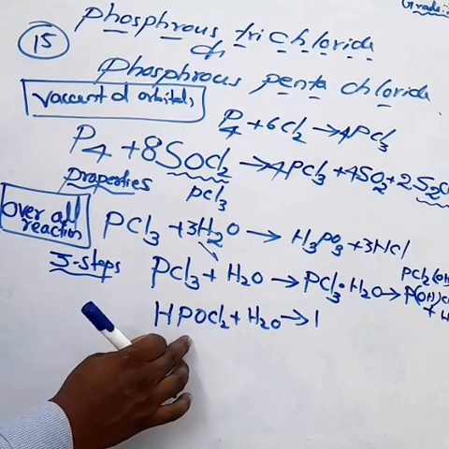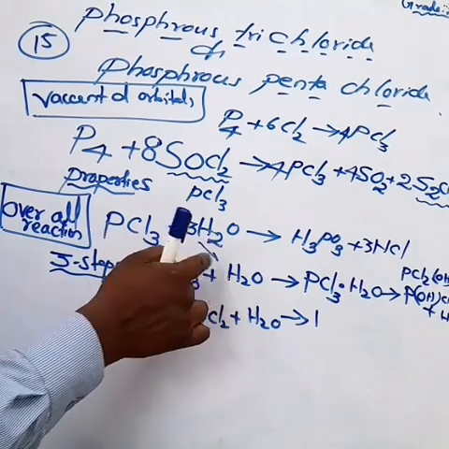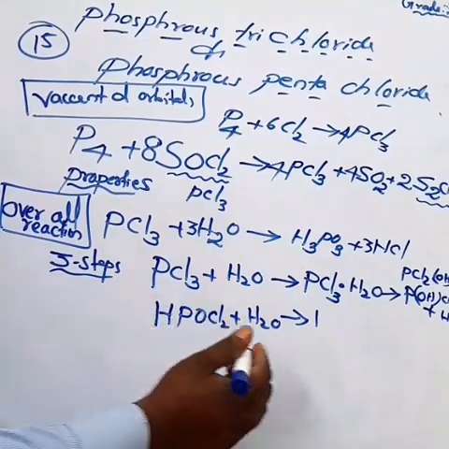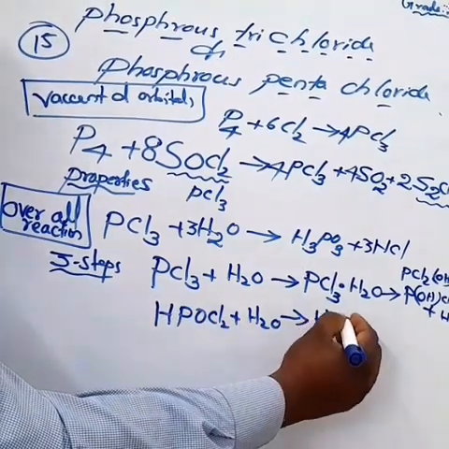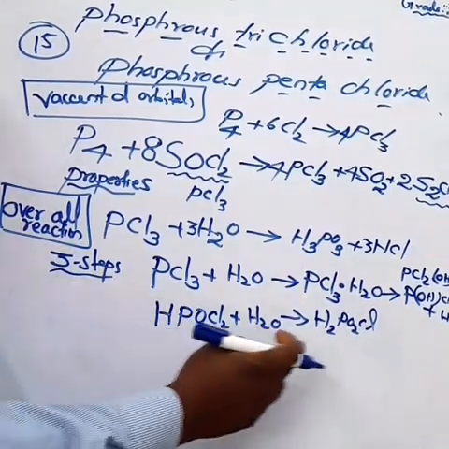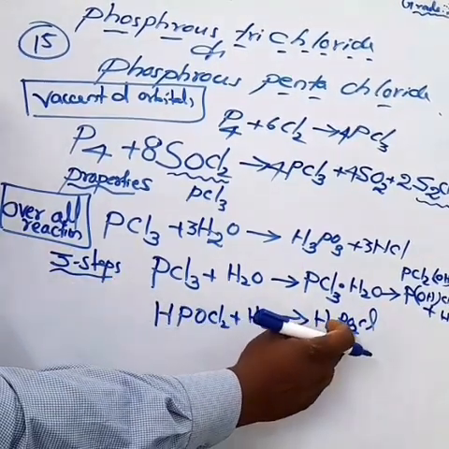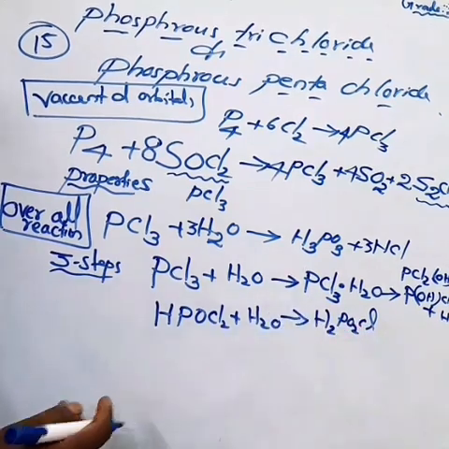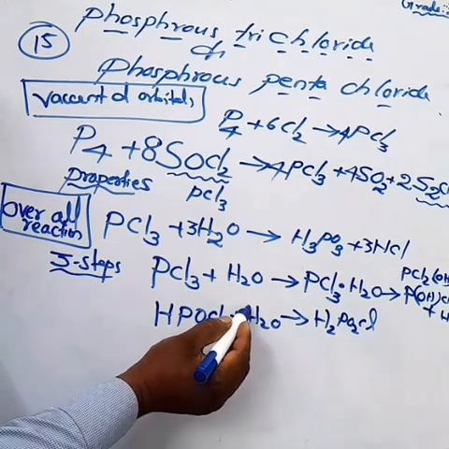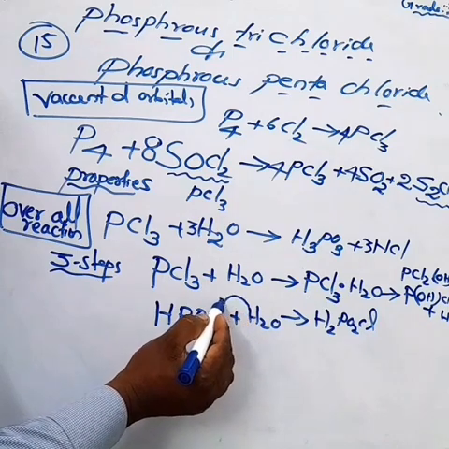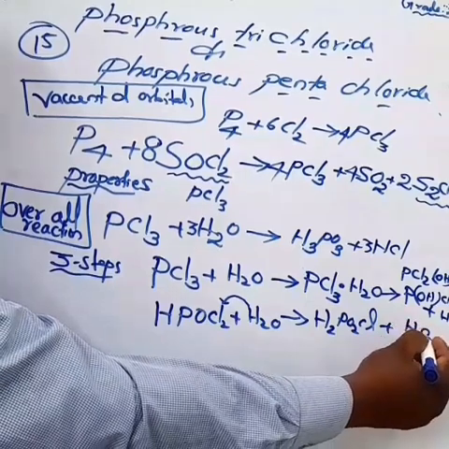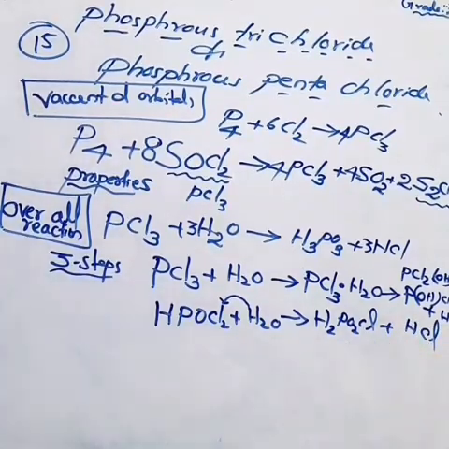This one reacts with the second water molecule, H2O. We get H2PO2Cl. How is the reaction going on here? One of the hydrogens combines with Cl to form HCl. So one more product is HCl.